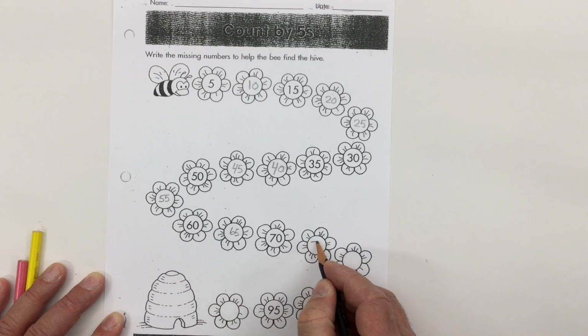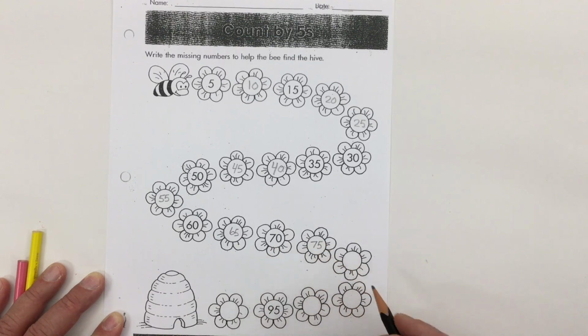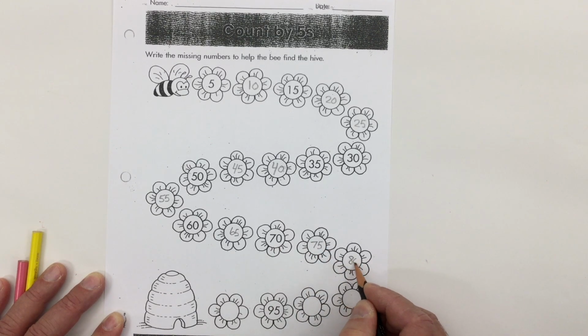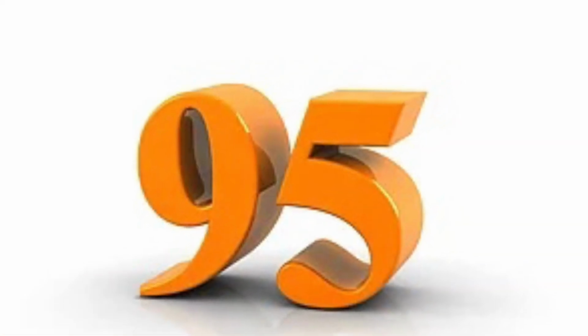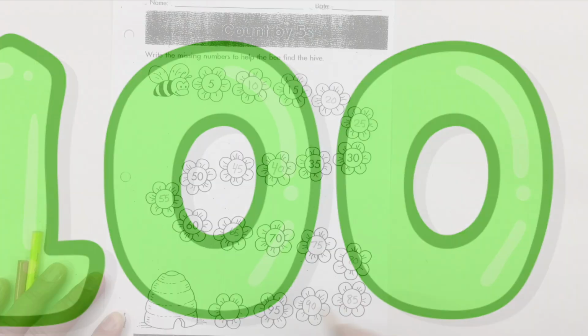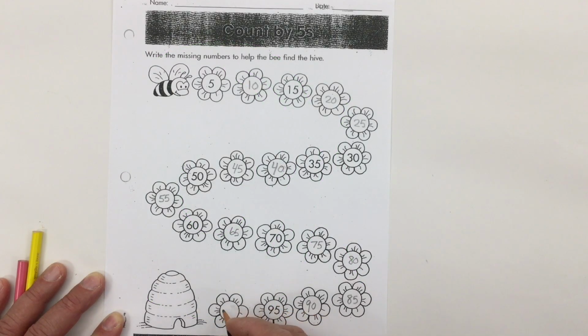70, 75, 80, 85, 90, 95, 100. 5, 10, 15, 20, 25, 30.